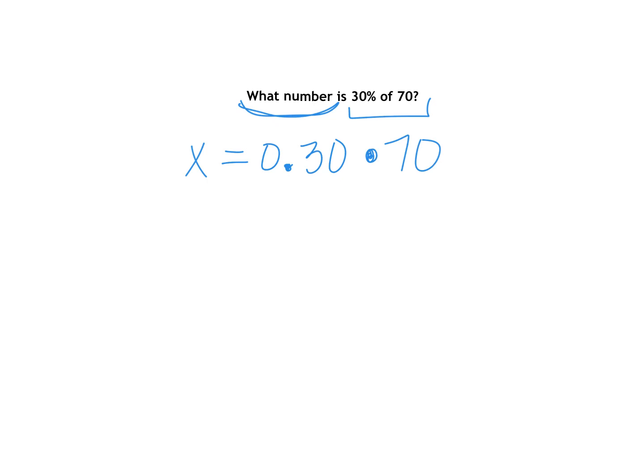So this time I don't even need to solve for the variable, because the variable is already alone. So I just do 0.3 times 70, and I get 21. So 21 is 30% of 70.